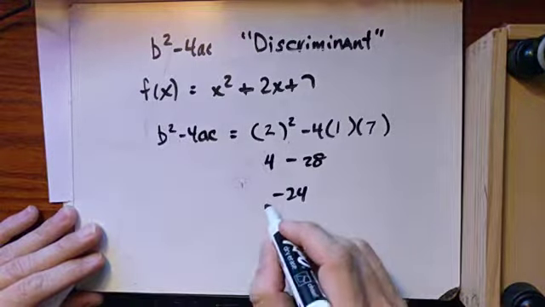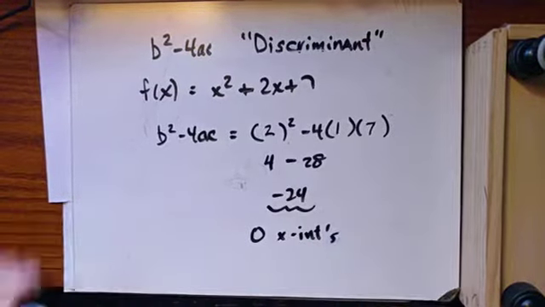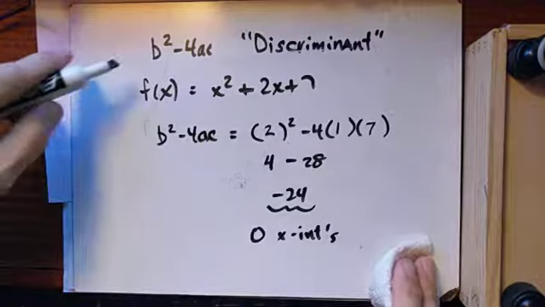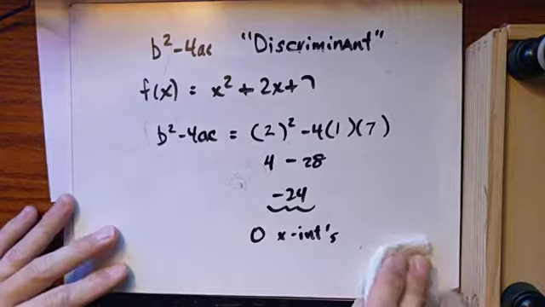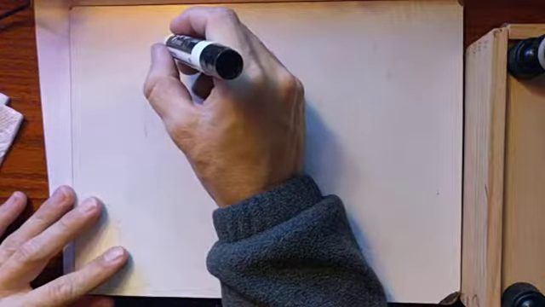And since that's negative, there are no x-intercepts. And we could see that easily on the graph before. Okay, so that's what the discriminant is for. And this is part of the quadratic formula. Okay, so if you want to find the values of the zeros, you put that number in the quadratic formula. All right, so now there's a process called completing the square.